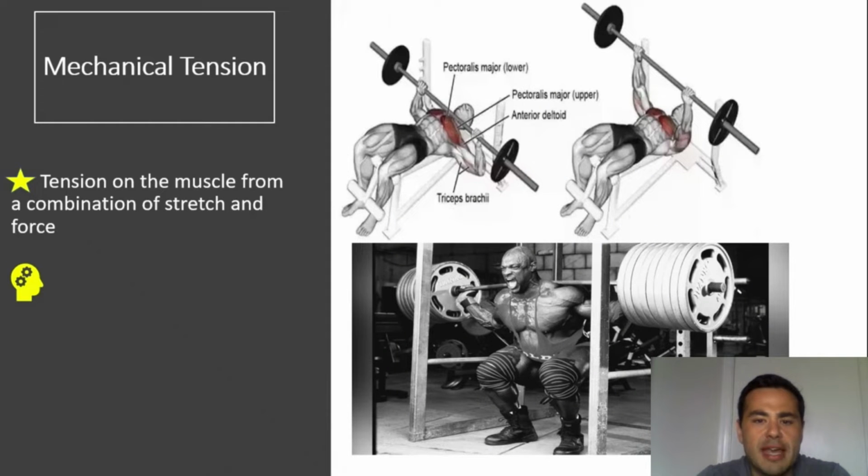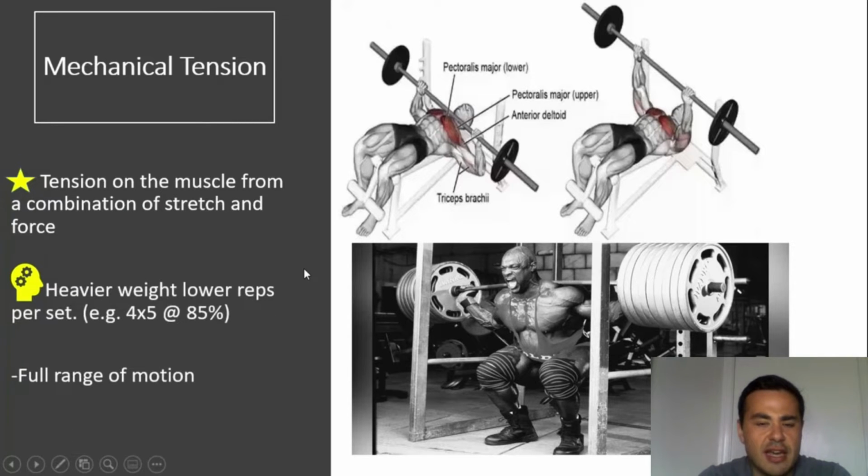All right, so the first one being mechanical tension. If you ever hear mechanical tension, think about this as being the tension that's placed on the muscle from a combination of a large stretch and the amount of force that's being exerted, right? Or the force that you have to be able to overcome. So in these pictures that we have over here, Ronnie Coleman has a ton of weight on here, and he's going down into, give or take, a full squat, right? So his muscles are going to be put through a large stretch and then a shortening with a lot of force on top of it, right? So that's probably the easiest way to think about mechanical tension.